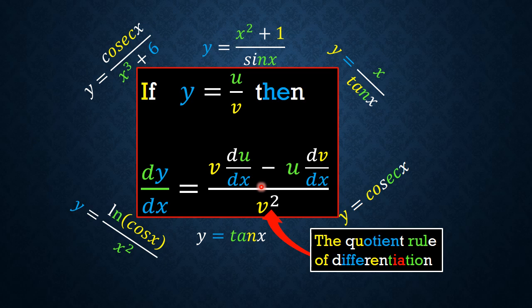Let's sing it as a song. If we have two functions such as u and v, which are functions of x, then dy by dx is equal to, now let's sing: bottom constant differentiate the top, minus top constant differentiate the bottom, all that on bottom squared. Great. I think we sang the song right.